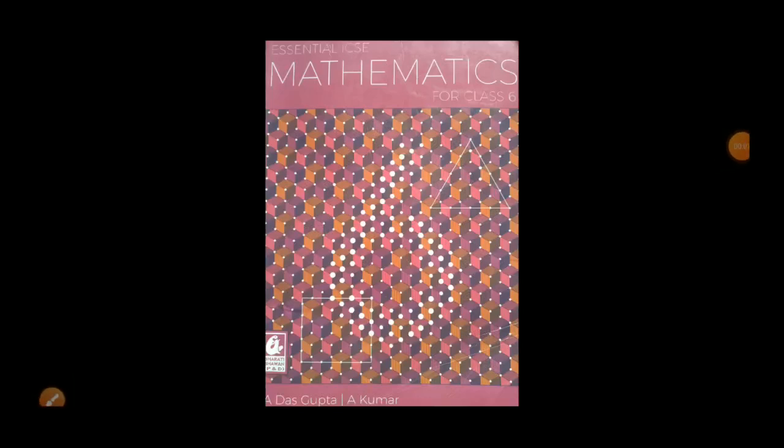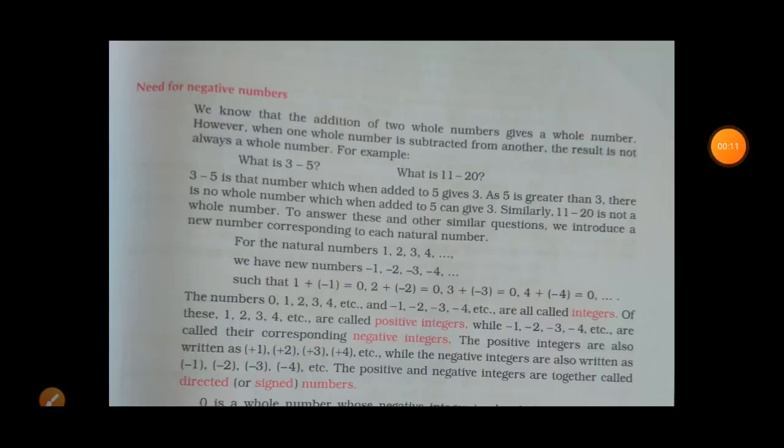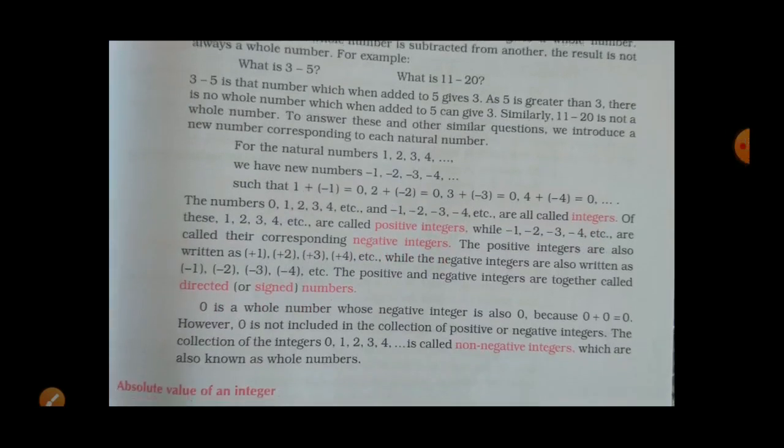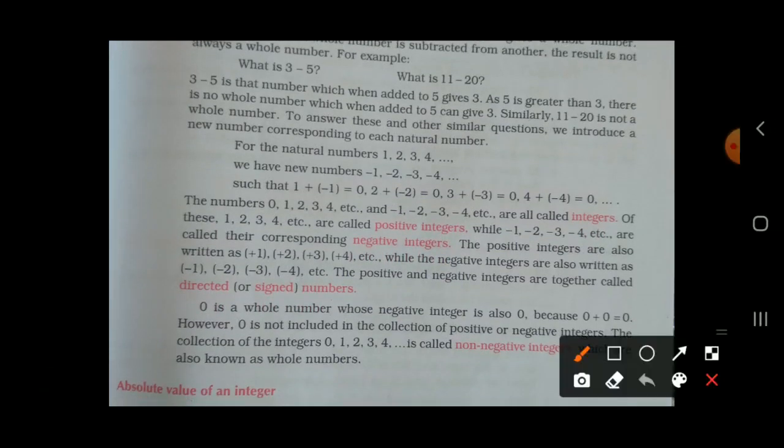My students, today we will start chapter number 4, integers. Students, you know very well whole numbers start with 0 and natural numbers start with 1. Natural numbers and whole numbers: 0, 1, 2, 3, and natural numbers 1, 2, 3, 4, like that.